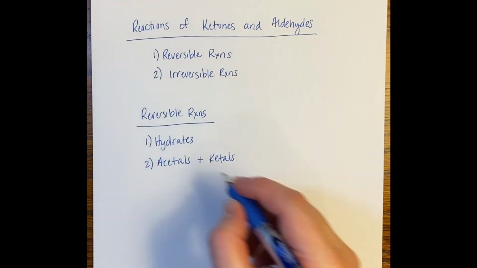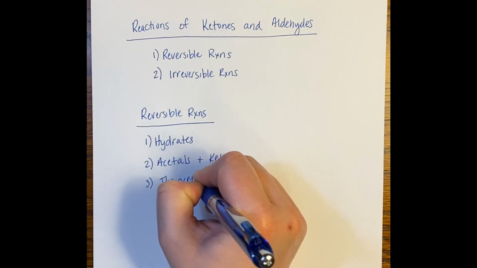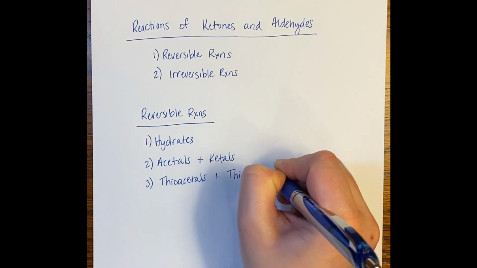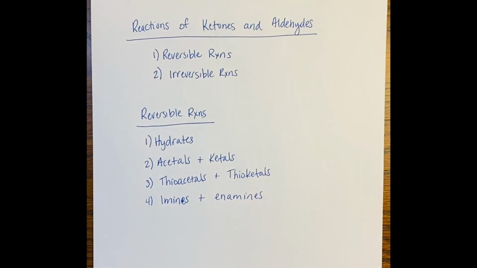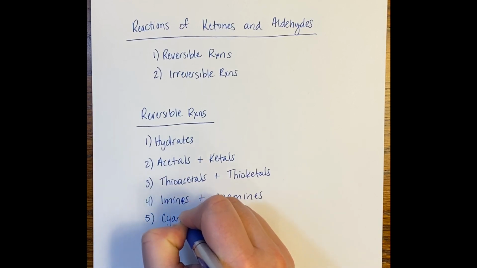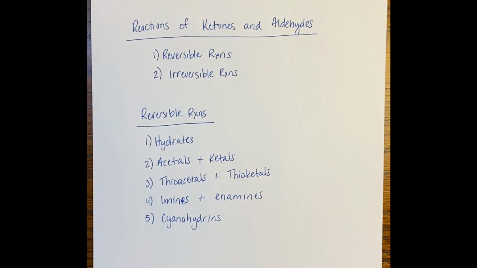We're going to talk about the reactions that form thioacetals and thioketals. We're going to talk about reactions that form imines and enamines. And finally, we're going to talk about reactions that form cyanohydrins. In each case, these reactions are reversible. We will go forward and backward. And in each case, the products that we form as a result of the forward pathway are going to represent new functional groups for us.